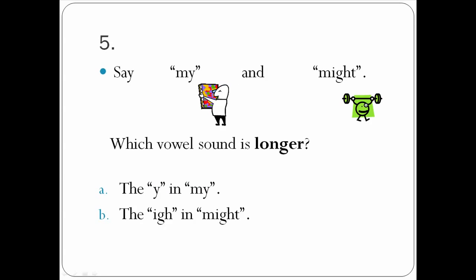5. Say my and might. Which vowel sound is longer? The Y in my is longer because it's an open sound. T is a voiceless consonant. My, might.